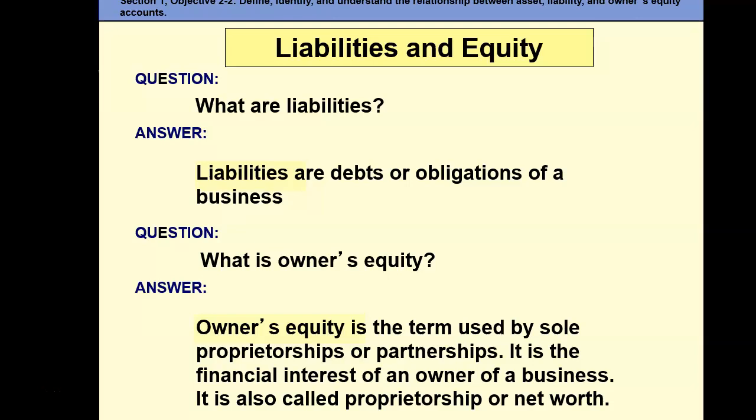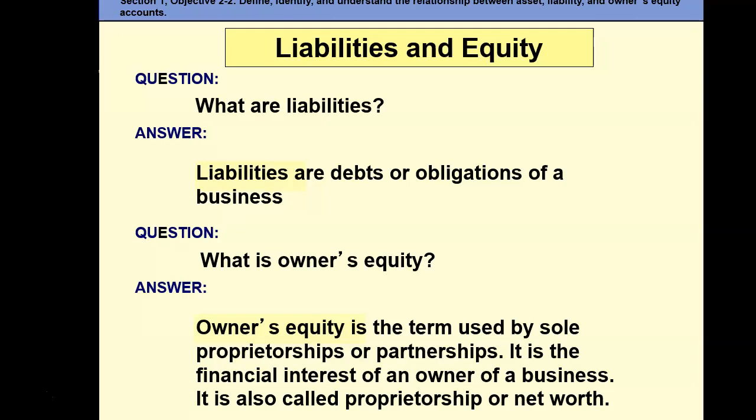This is a term that's used by both sole proprietorships and partnerships. This section shows the owner's financial interest in his or her business. So when you decide to start your own business and you make an investment into your business, you might invest cash into your business. What you're doing is increasing your owner's equity, or increasing your financial interest in your business organization. Owner's equity is also referred to as the net worth of the owner.